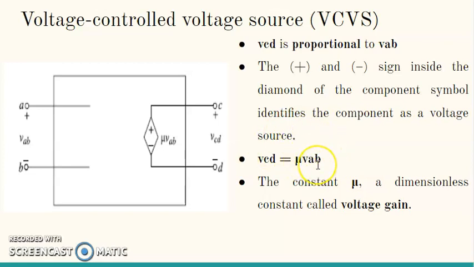whenever the value of VAB changes, the value of VCD will also change. So it is a voltage controlled voltage source. If we want to find the value of this constant mu, it will be VCD upon VAB. That means it is a ratio of two voltages. Hence we can also call it voltage gain, and the constant mu is a dimensionless constant.